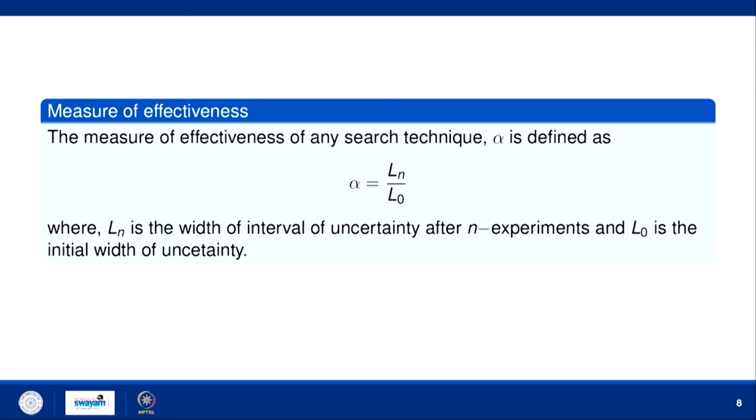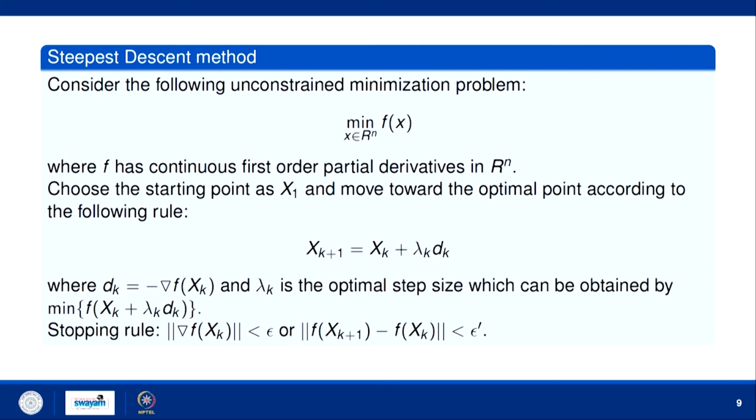Now, how can we find out the measure of effectiveness of an algorithm? That will be simply given by the width of the nth interval of uncertainty divided by the initial width of uncertainty. So, that is basically alpha, and this alpha is always less than 1. So, this is how we can define the measure of effectiveness. Now, let us come to the first method, which is the steepest descent method. Now, what is the steepest descent method? Suppose you are having an unconstrained optimization problem of this type: minimization of f x, x belongs to R n, where f has continuous first order partial derivatives in R n.